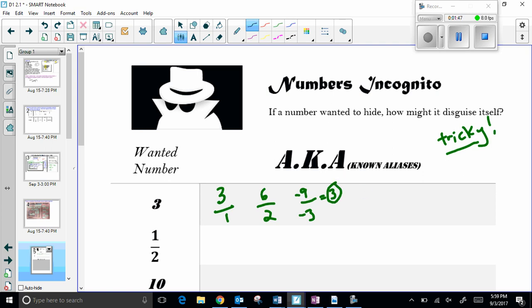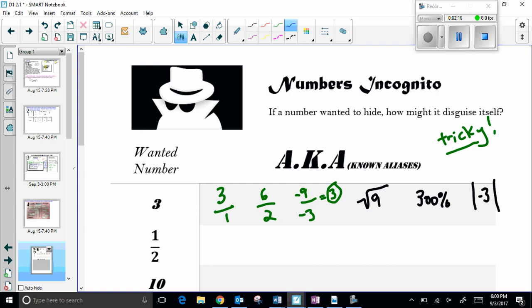Something else, it could look like a square root. It could look like the square root of 9. Okay, the square root of 9 is 3. So please be careful. Okay, just watch out. I think there's a few other ones like 300%. You could have the absolute value of -3 or the absolute value of 3. All of those would still be just 3. So let's move on down to the next one.